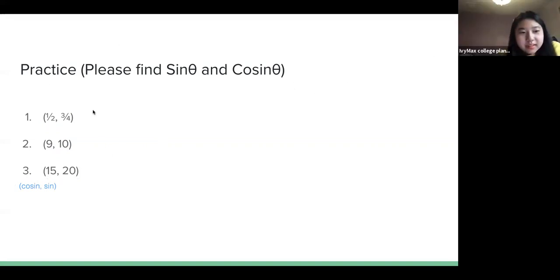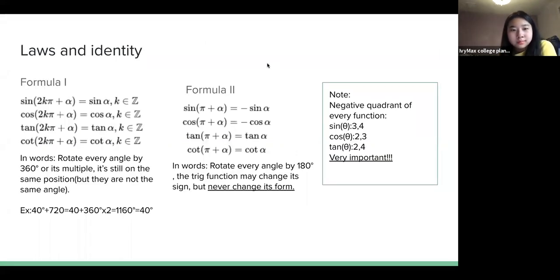So if you switch that up, cosine comes first and sine comes second. So x is equal to cosine and y is equal to sine. So it's pretty easy right here.